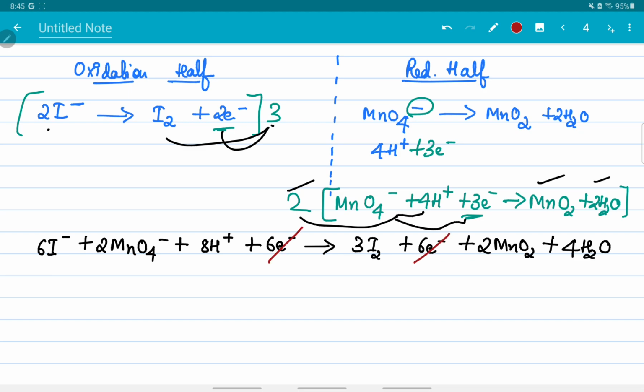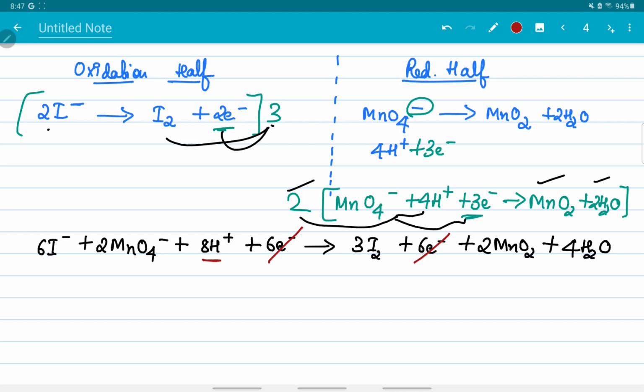That was our main aim, that is why we multiplied them with those numbers, because we wanted the electrons to get cancelled, and they are cancelled. Now, this is not our final equation in this case. In the last case it was acidic medium, so we left the equation over there and that was balanced. But since this is basic medium, we have an extra step, and that extra step is to add as many OH minus ions as there are H plus ions present. There are 8 H plus ions on the left hand side, so we have to add OH minus ions to both the sides.